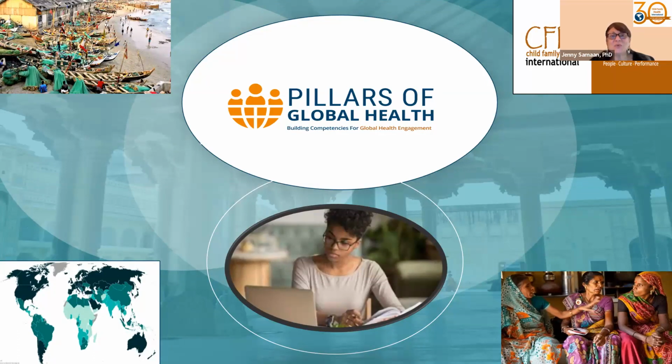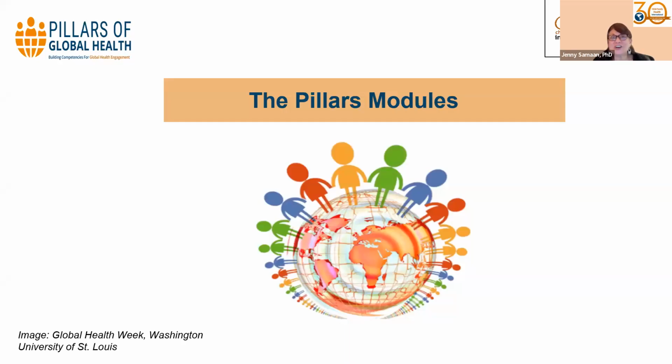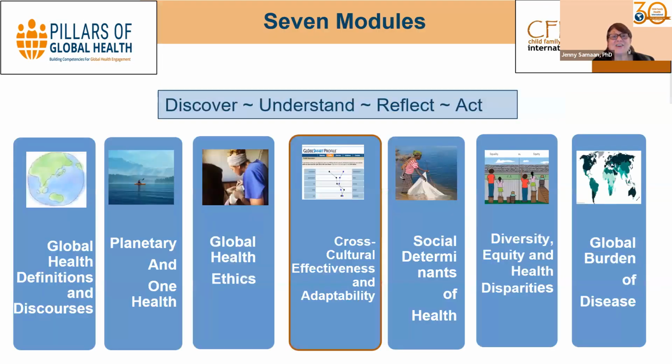We're really pleased to share with you today our newest educational modules called Pillars of Global Health. Currently, there are 7 modules. They are Global Health Definitions and Discourses, Planetary and One Health, Global Health Ethics, Cross-Cultural Effectiveness and Adaptability, that we'll delve into greater detail in a few minutes, social determinants of health, diversity, equity, health, and health disparities, and finally, global burden of disease. These are fully online modules, and students can start and stop them at any time.